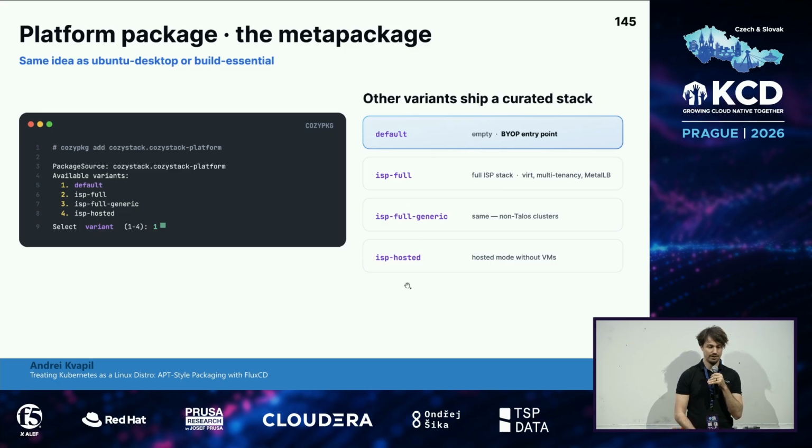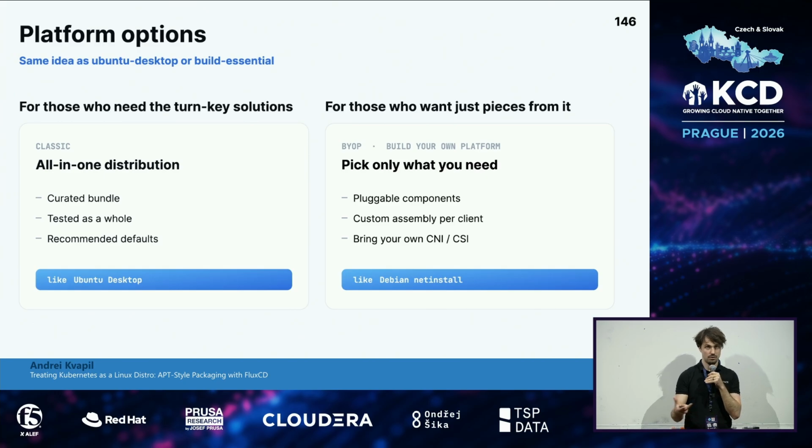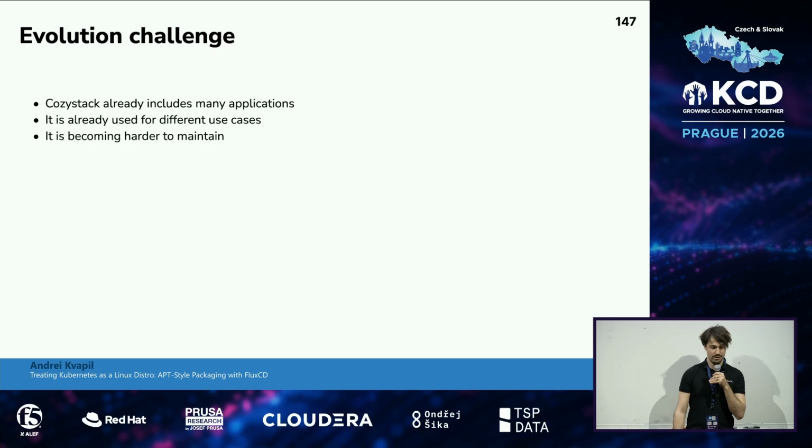ISP full, generic, and hosted. So some specific bundles, predefined configuration and packages, which also include migration scripts. So we just migrated our users to those bundles and they continue working that way. In fact, we got these two options of using the platform. The first option is the all-in-one distribution. It's like when you're installing Ubuntu desktop, you get a ton of packages pre-installed. And the second option is build your own platform. It's like Debian netinstall, where you have a minimal system, and then you just pick and install the specific components you want. That's the thing.